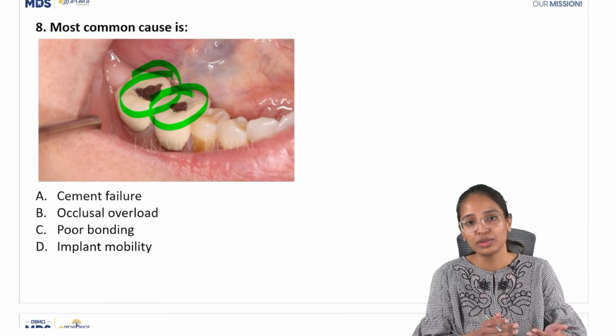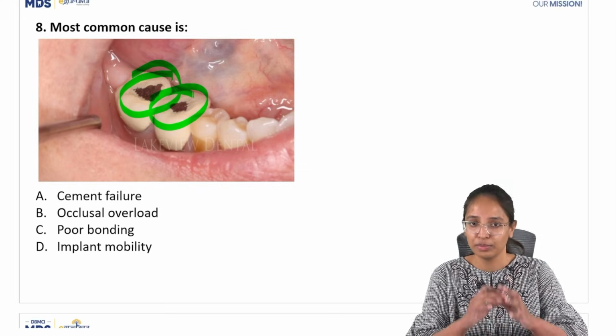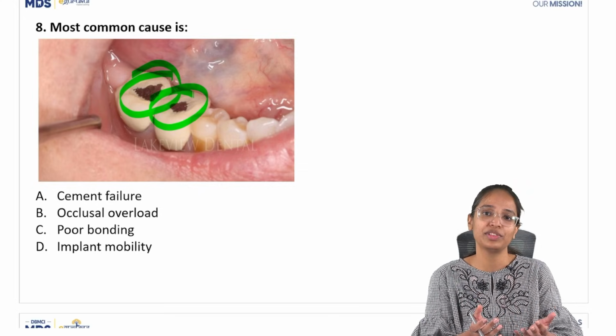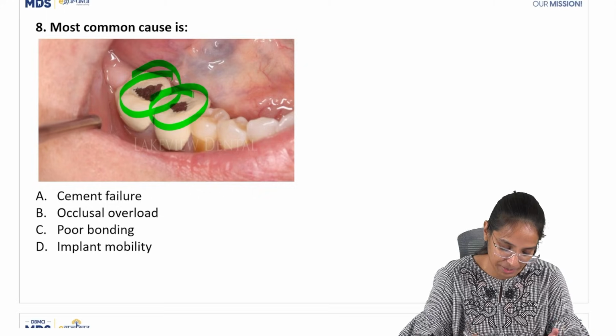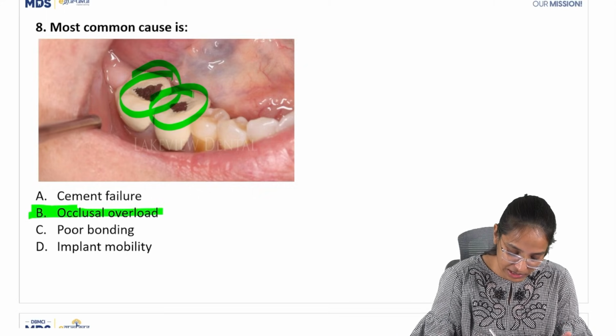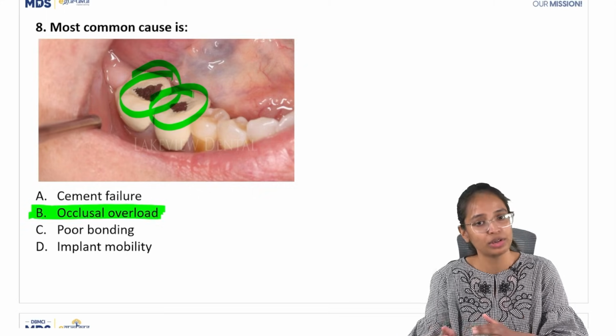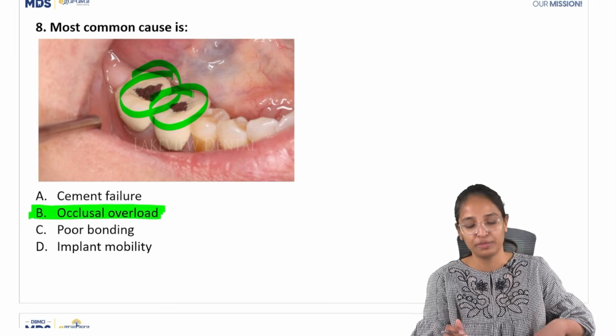If this was a monolith crown, it would have not happened. A monolith means something that has been milled out of the entire one block. Then this would have not happened. But the reason here for this is an occlusal overload that has led to the chipping of porcelain.